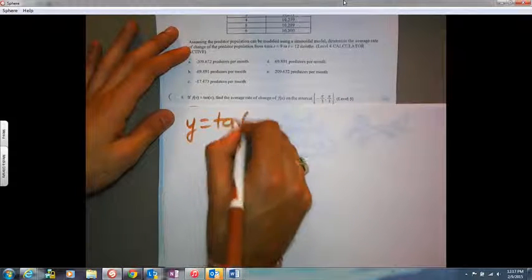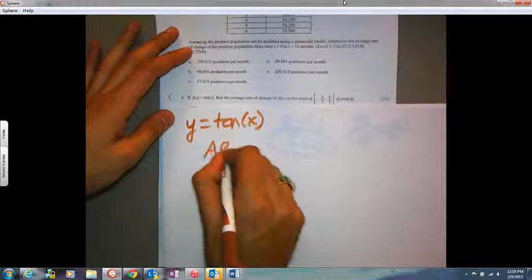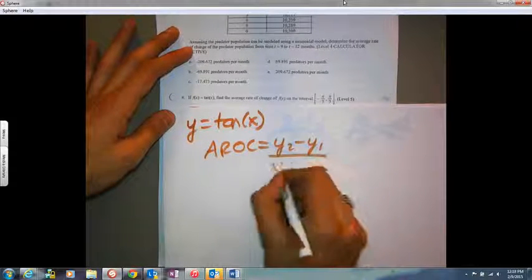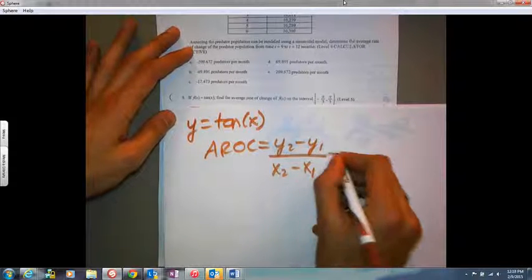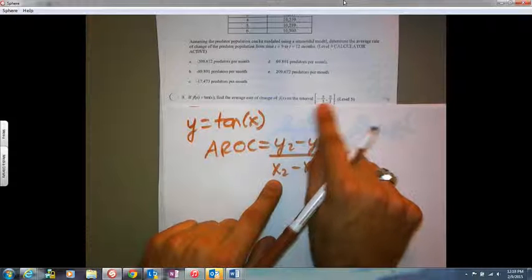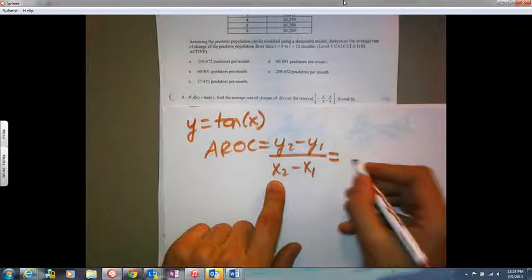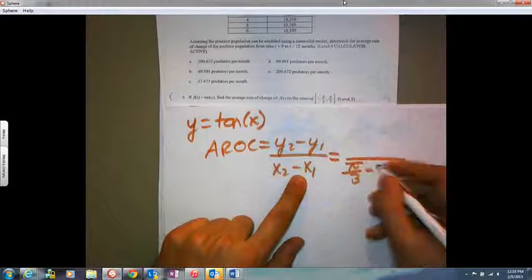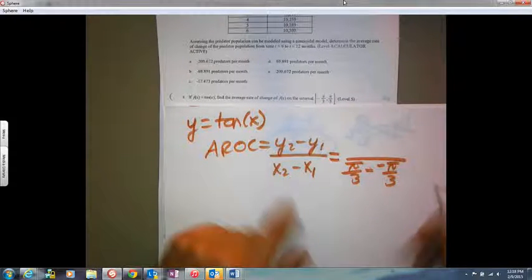Okay, so number 8, you want to find the average rate of change. You got y equals tangent of x. Average rate of change equals y2 minus y1. Same formula as we have for slope. Remember, you can pick either one as x2 and either one as x1. I'll call the pi over 3 as x2, and I'll call the negative pi over 3 as x1. And this was without the calculator, please note.